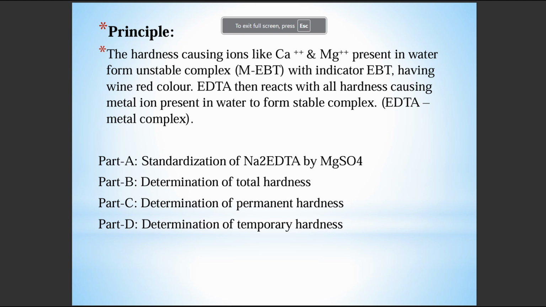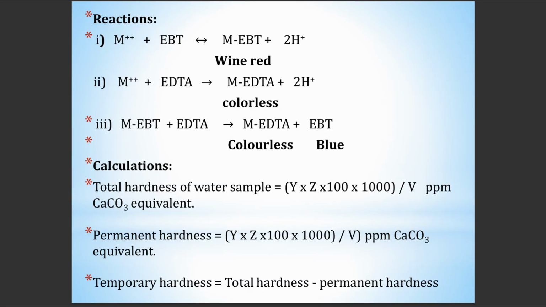Take 3 readings and consider the constant burette reading. This will help you to calculate the total hardness. Now to calculate the permanent hardness, you have to use the same water sample but after boiling and cooling. Take that cooled water sample and apply the same procedure. In that case you will find out the permanent hardness, and you know total hardness is equal to permanent plus temporary. So here we can find out the temporary hardness is equal to total hardness minus permanent hardness.